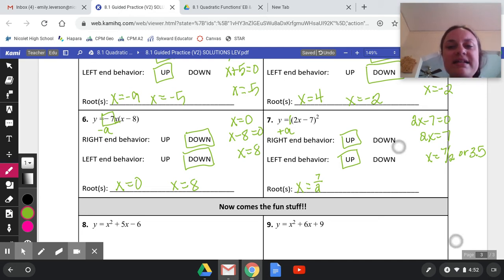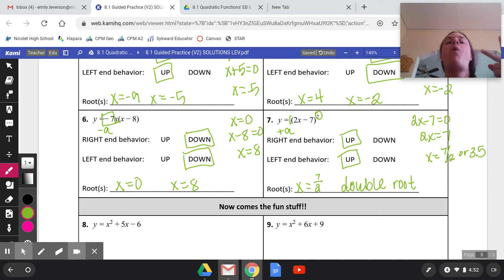That, because it is squared, is a double root. Okay, you will note if you have something like this on a quiz or a test, I will ask that you list it twice. So x equals 7 halves, x equals 7 halves. Those are your two roots. It's a quadratic, so it does have two roots. Okay, it just happens to be here, so it would bounce right there.